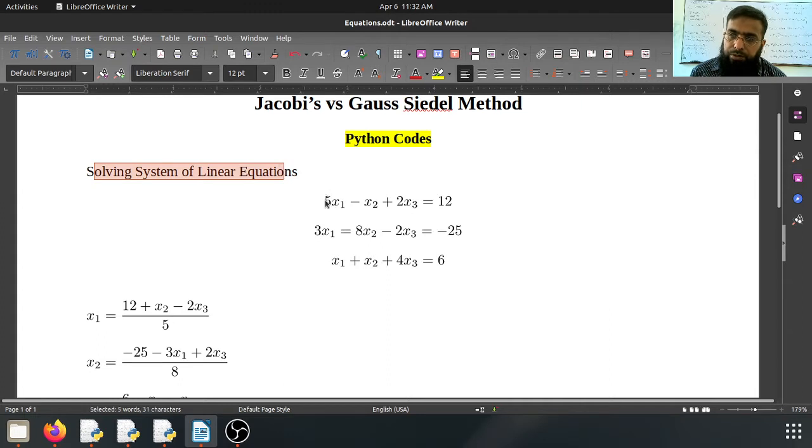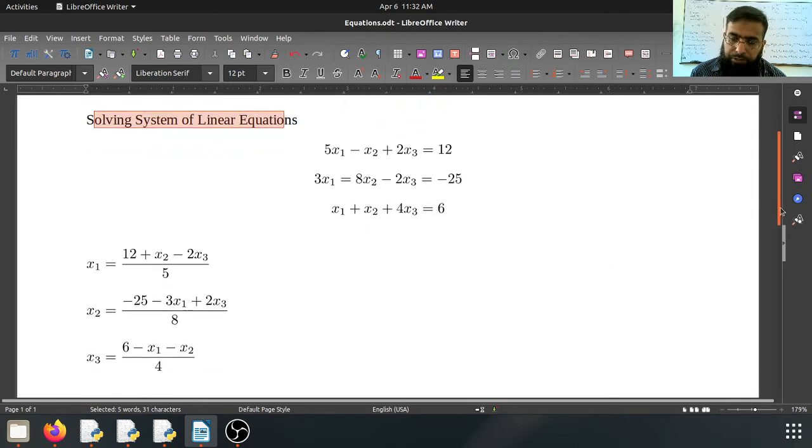We'll solve this system of linear equations where we have the three equations, and we are going to solve them using Python code we have written for this. You know that the first step is to write the first equation in terms of x1, with x1 on the left and everything else on the right hand side. And similarly the second equation in terms of x2, and the third equation in terms of x3.